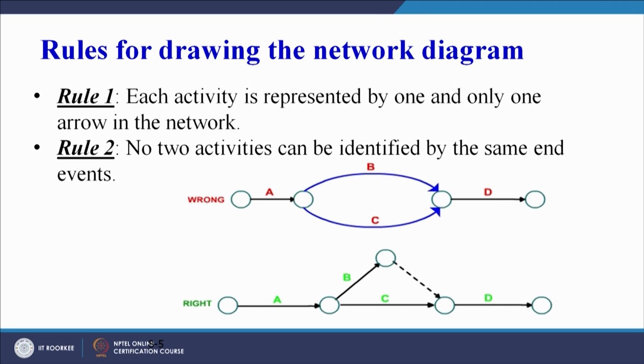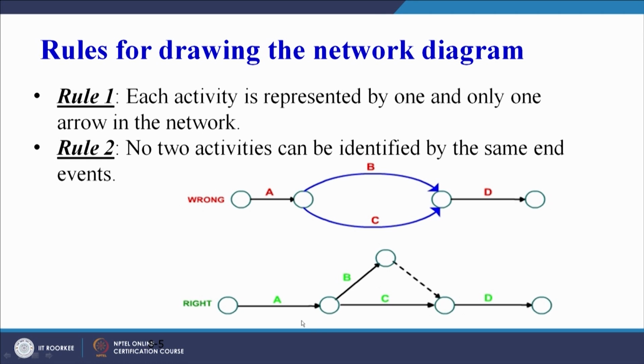Rule 2. No two activities can be identified by the same end events, and this has been explained with the help of a diagram also. You can see this is wrong. Red color depicts wrong here. A, B, C and D. So this network has four activities, activity A, B, C and D, and B and C have the same start event and same end event, which is wrong from the network representation point of view.